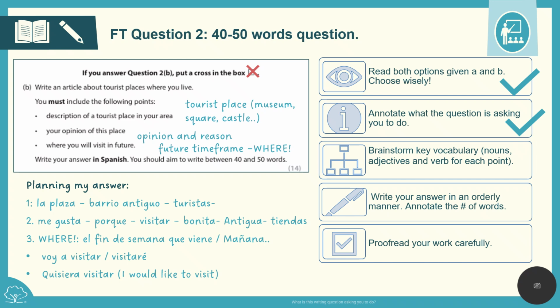You can also use this type of phrase. I would like to visit, quisiera visitar. Also very useful. So you have brainstormed your ideas, and then you need to start considering how you're going to put this together in phrases or sentences that form a paragraph. So let's move on to the next one.